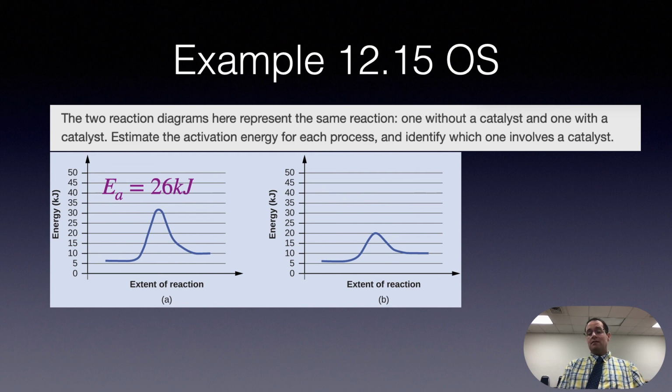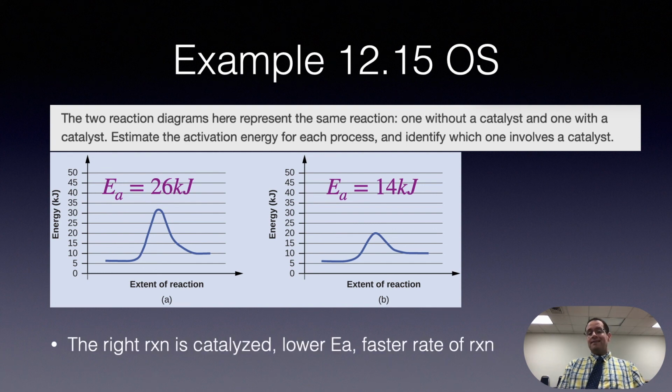and we can do the same analysis on the reaction on the right. So the tippy peak is here, and we can take that difference and recognize that as the energy of activation. And when you do the math, it's about 20 minus 6, which is 14 kilojoules per mole. So on the left, we have an activation energy of 26 kilojoules, and on the right, we have an activation energy of 14 kilojoules. Now, the reaction on the right is catalyzed because it has a lower activation energy. It's going to make that one a faster chemical reaction, okay?